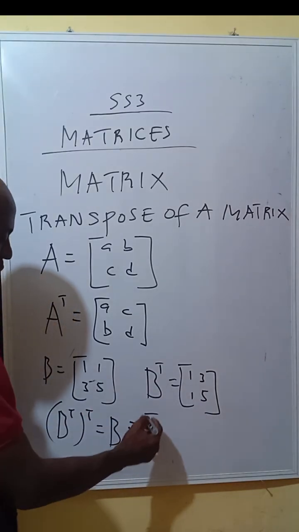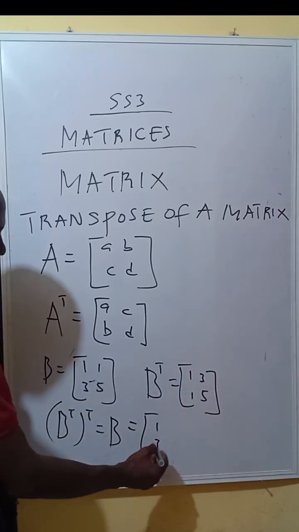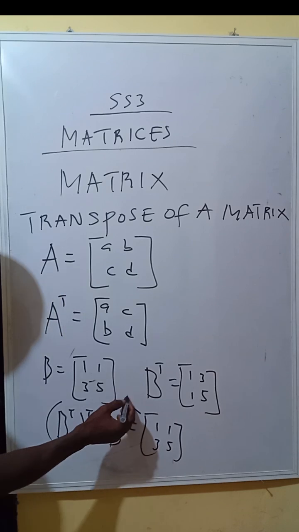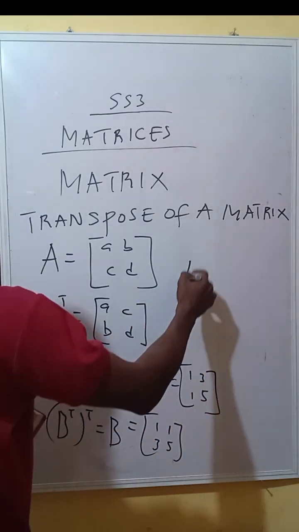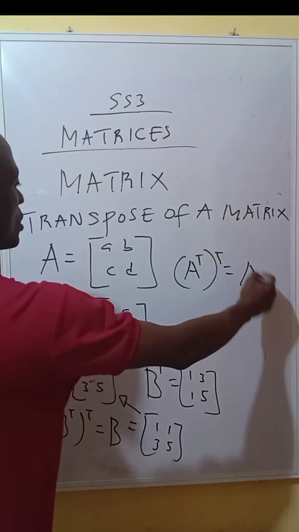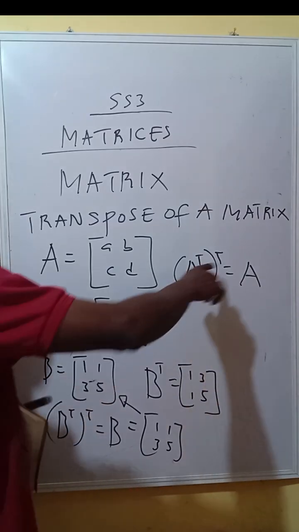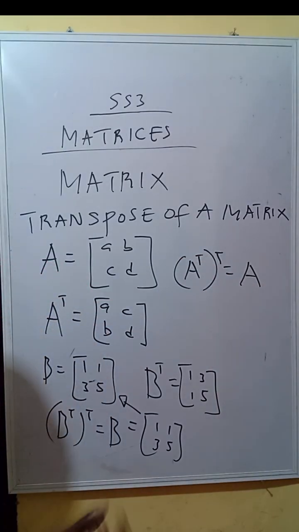Let's check that. This is B transpose. Let me transpose it to see if I will get B back. Row 1, 3 becomes column 1, 3. Row 1, 5 becomes column 1, 5. Is this B? Yes, it's B. So it therefore means that A transpose transpose is equal to A. If I transpose a transposed matrix, I get the matrix.